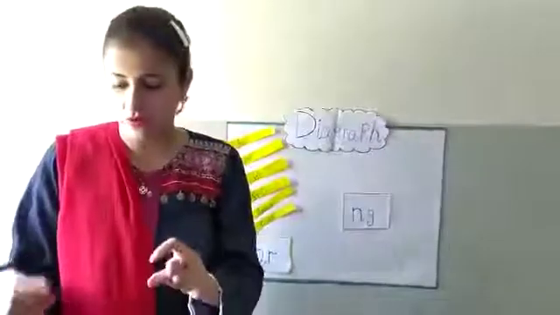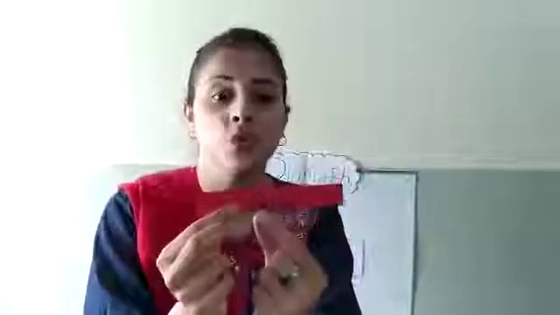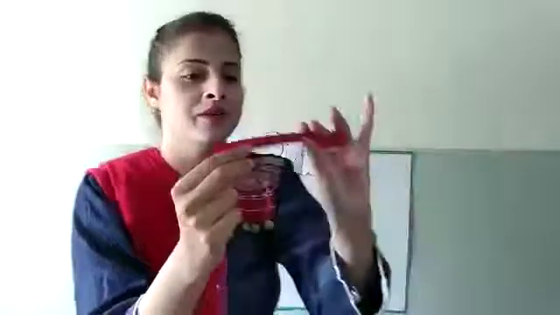Okay, so we have to read some words. The first word is swing. Swing. And how many sounds in a swing word? Swing. 4 sounds. How many sounds? 4 sounds in a swing word.